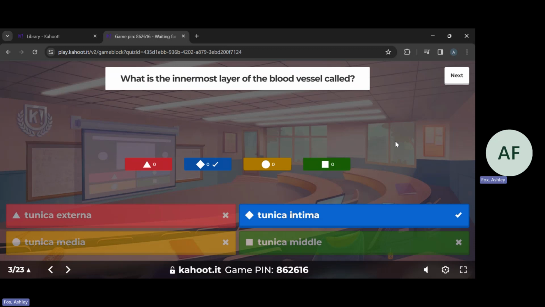So tunica intima is going to be endothelial cells. Tunica media, oftentimes, if you're in the artery, is smooth muscle to cause that vasoconstriction or vasodilation. Tunica externa is going to be more kind of connective tissue, and the sizes and what it's composed of depends on whether it's an artery or vein.